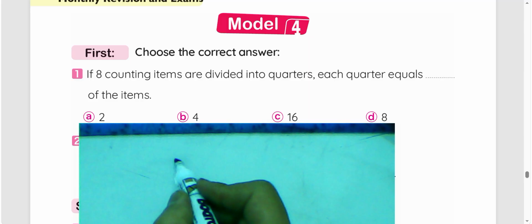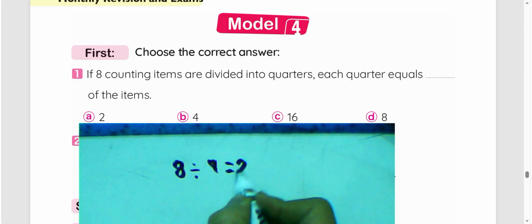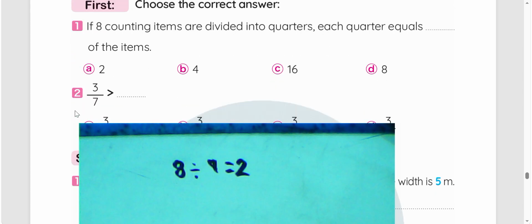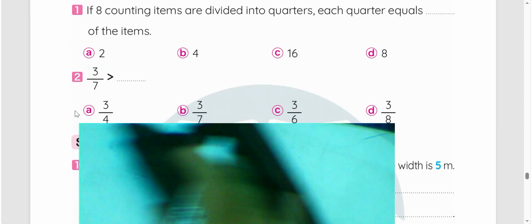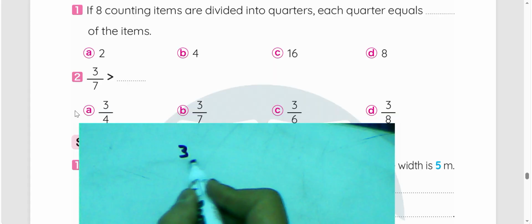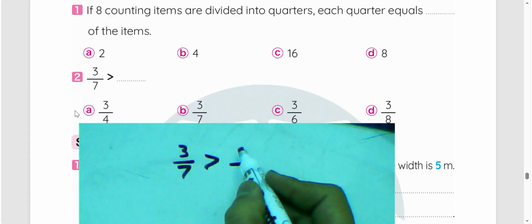8 divided by 4 equals 2. Then the letter is the solution, letter E. 3 over 7 greater than what? The direct question here: 3 over 7 greater than what? We can write 3 here.